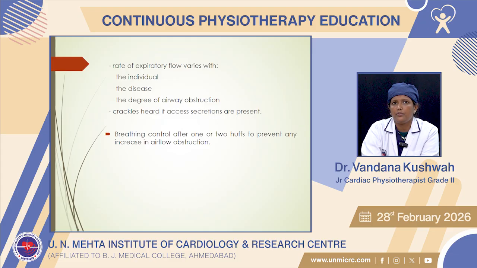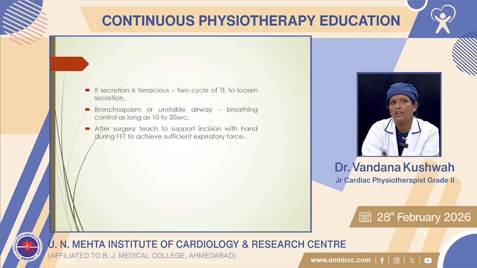The rate of expiratory flow varies with the individual, the disease and the degree of airway obstruction. Crackles are heard if excess secretions are present. Breathing control after 1 or 2 huffs prevents any increase in airflow obstruction. If secretion is tenacious, then 2 cycles of thoracic expansion are used to loosen the secretion. In bronchospasm or unstable airway, breathing control is as long as 10 to 20 seconds. And after surgery, the technique is to support the incision with the hand during the forced expiratory technique to achieve sufficient expiratory force.